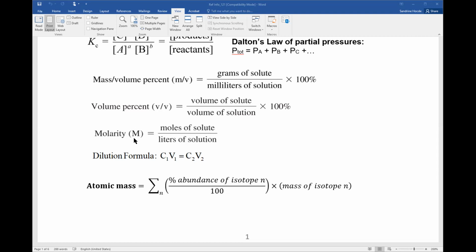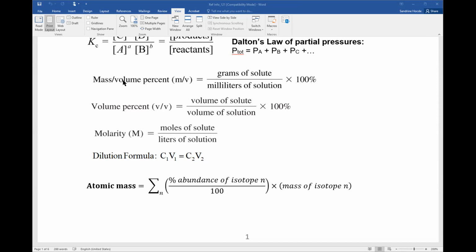Molarity is more particular. It's moles of solute over liters of solution. And again, here, the units are very specific. It's moles of solute over liters of solution. Molarity is not a percentage, so it's not multiplied by 100. So don't multiply by 100 there. And the unit is capital M. Capital M represents a unit of moles per liter. You need to see molarity as moles per liter.